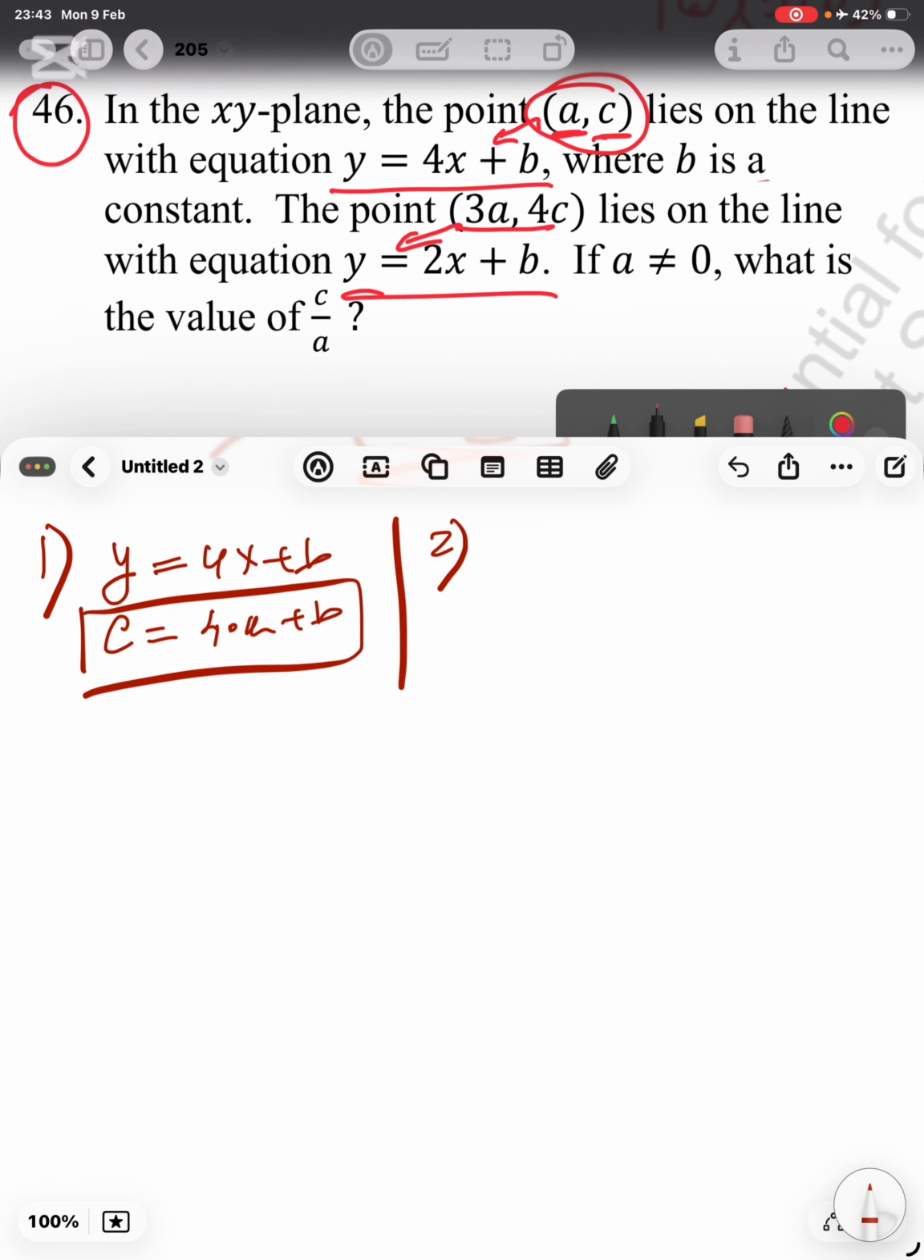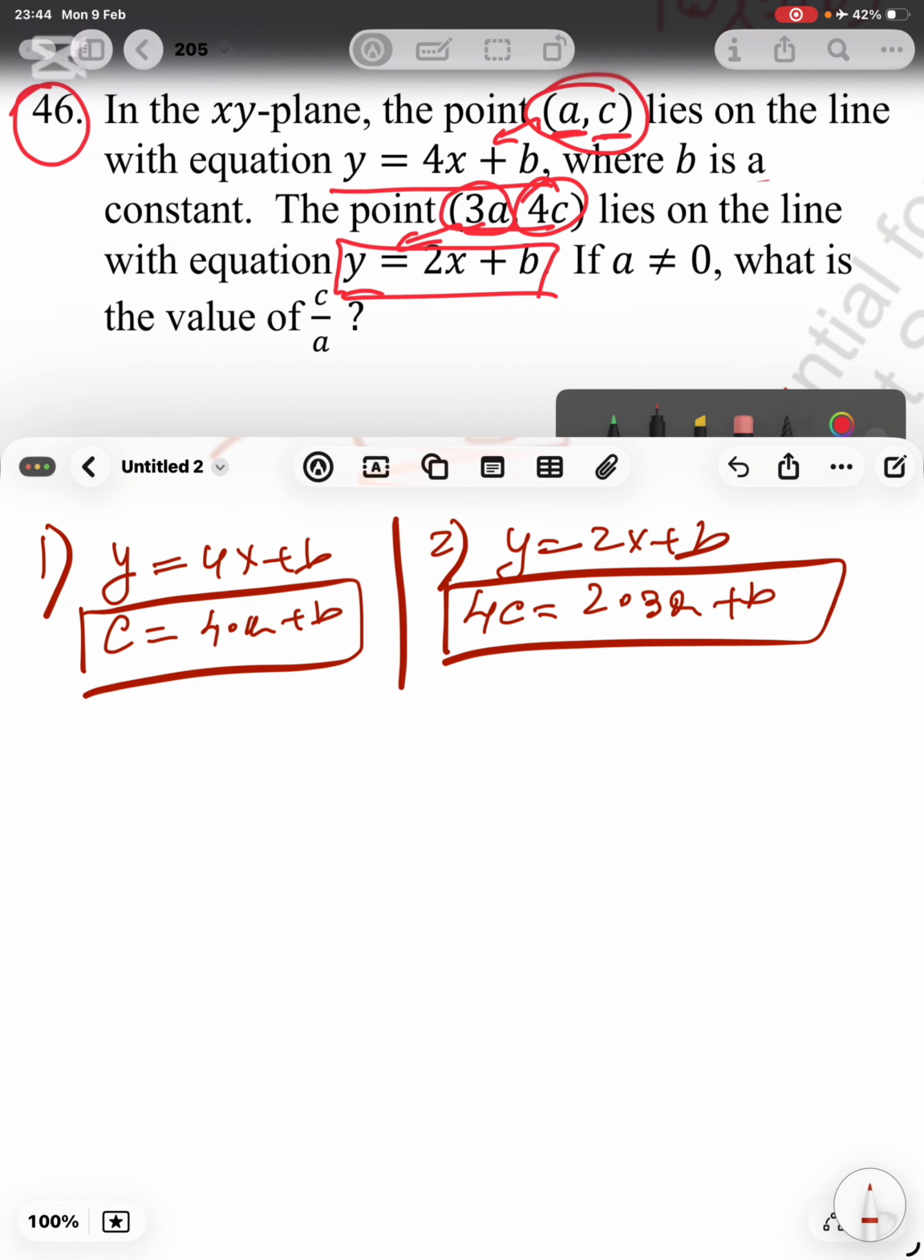Now from the next one, I have to just copy this next expression to here, and 3A should be written for the value of x, and 4C should be written for the value of y. I just created the next expression. What we have to find in this SAT question is C divided by A.